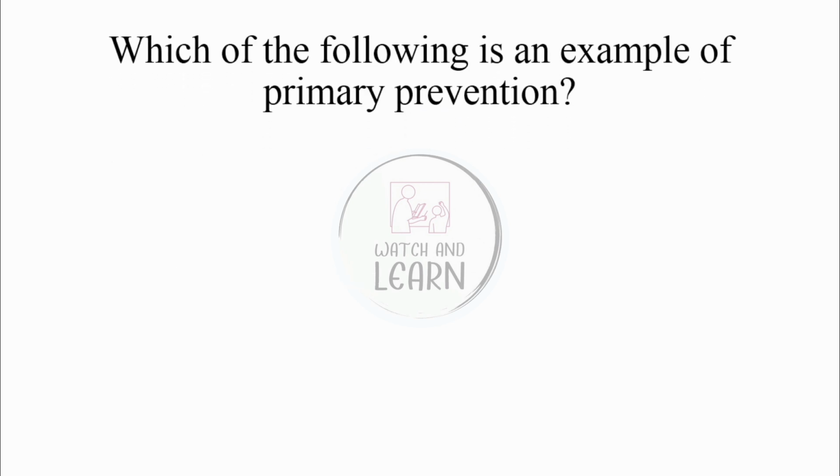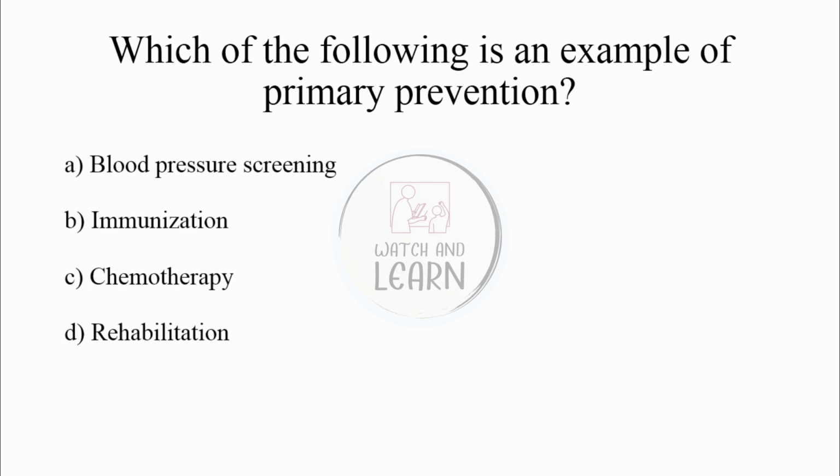Which of the following is an example of primary prevention? Options are option A blood pressure screening, option B immunization, option C chemotherapy, option D rehabilitation. The right answer is answer B, immunization.